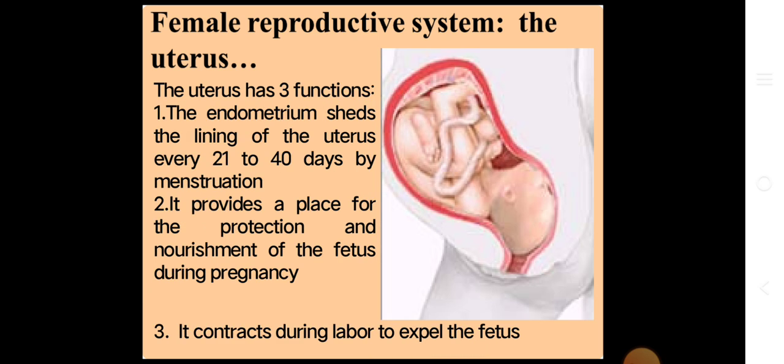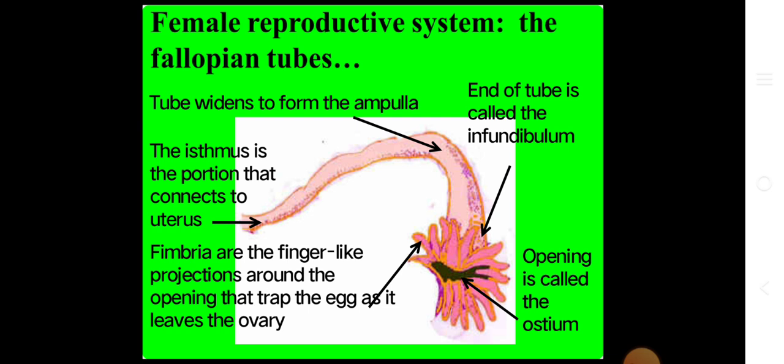The uterus has three functions. The endometrium sheds the lining of the uterus every 21 to 40 days by menstruation. It provides a place for the protection and nourishment of the fetus during pregnancy. It also contracts during labor to expel the fetus.